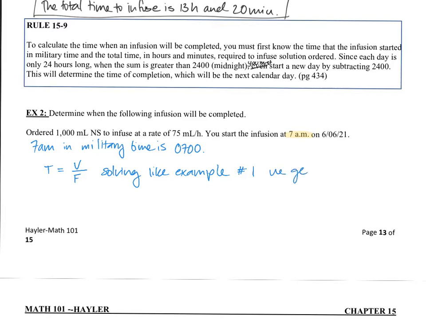We get the answer, 13 hours and 20 minutes. Once again, this is from the example above. So now what we need to do is add the total amount of time in hours and minutes, writing the hours followed by the minutes. Since the infusion time is 13 hours and 20 minutes, we know this is going to be, in military time, 13:20 in military time.